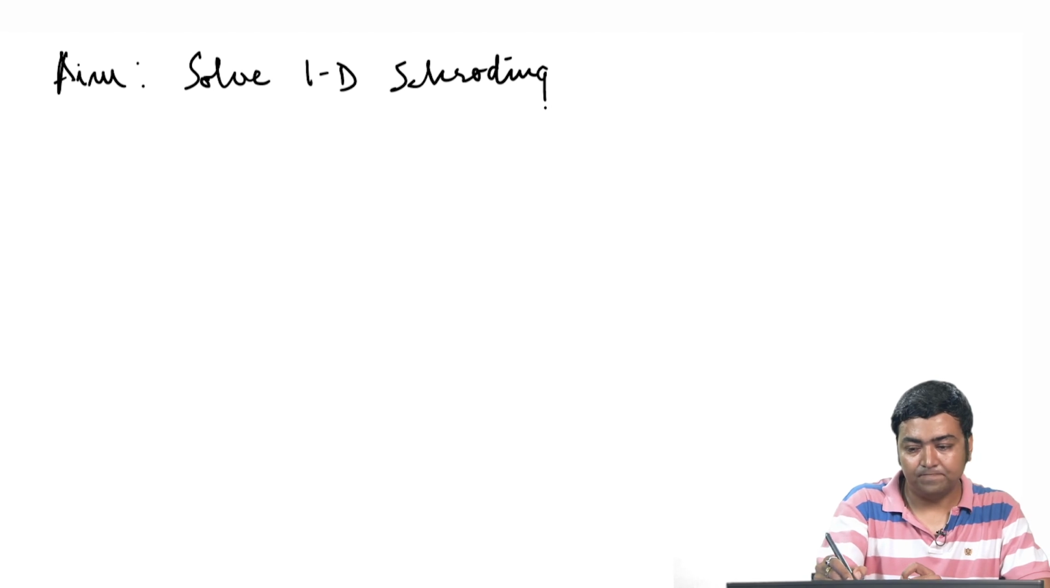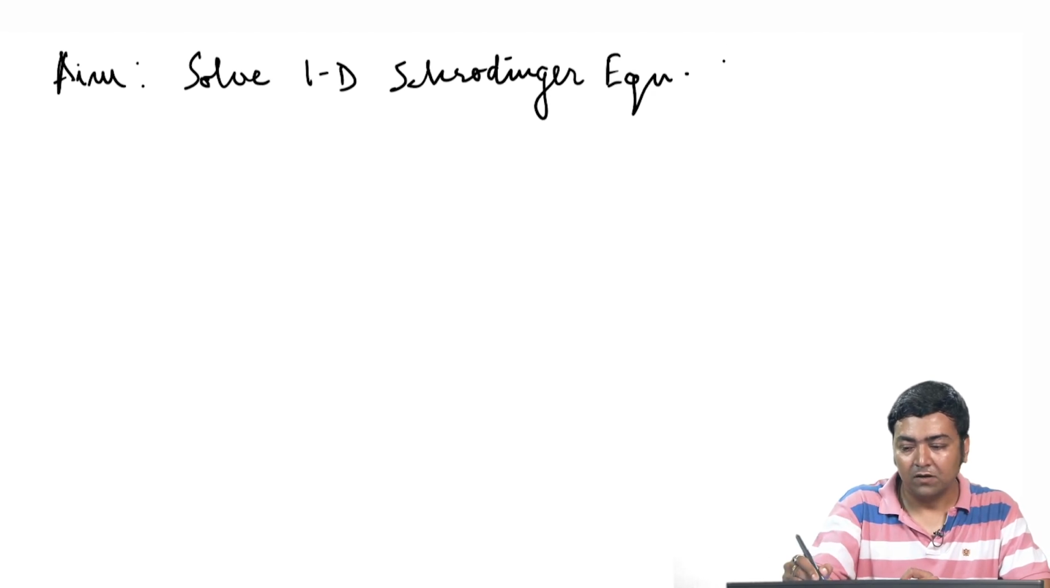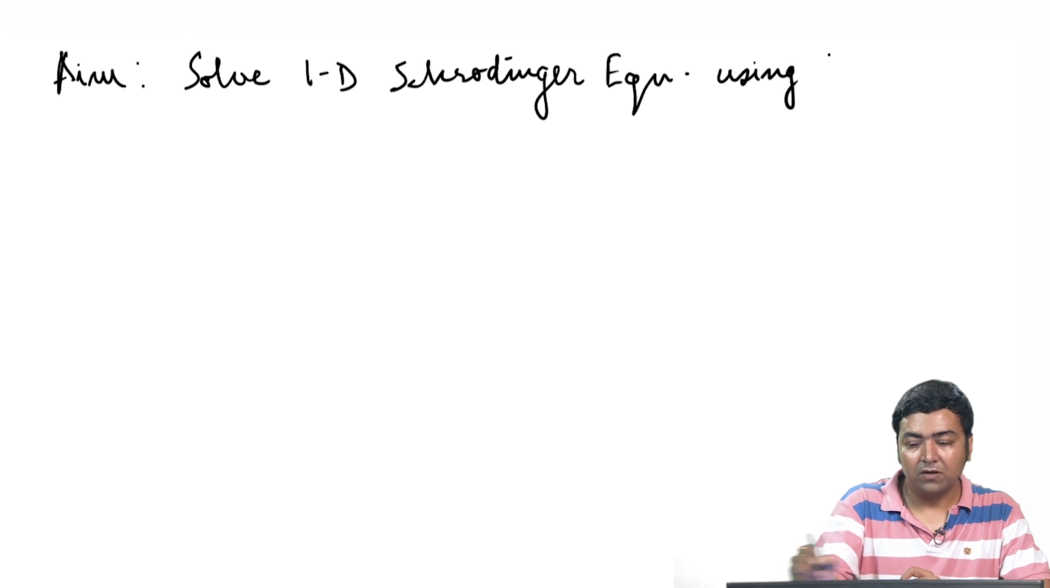In this module, the aim is to tell you about some simple methods which will allow us to solve another class of second order differential equations known as Schrodinger equations. We will do this in one dimension. So, the aim is to solve the one dimensional Schrodinger equation using the Numerov algorithm.